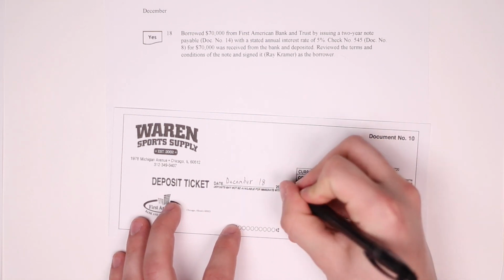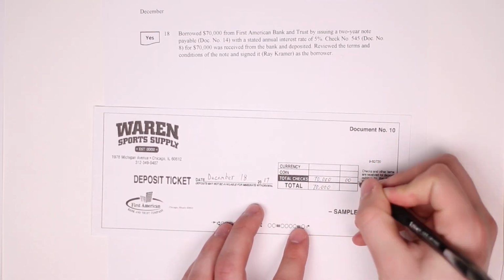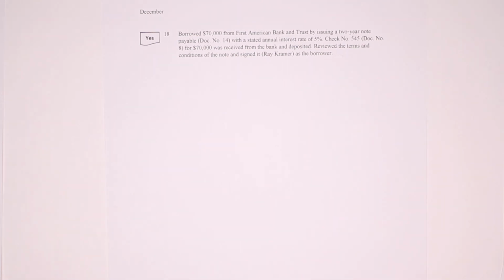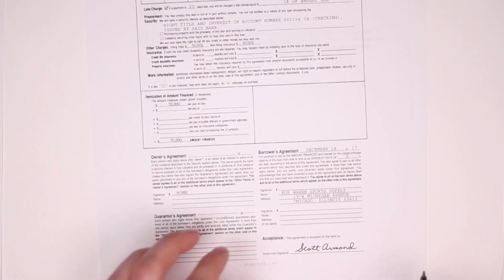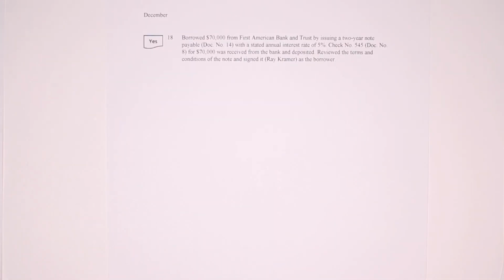Once again, the transaction took place on December 18th in the year 2017, and the amount is for $70,000. Finally, we'll endorse the promissory note to recognize the contract. We'll then file the deposit slip, the check, and the promissory note in the banking file.